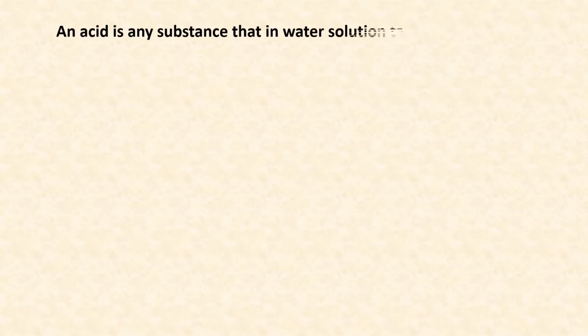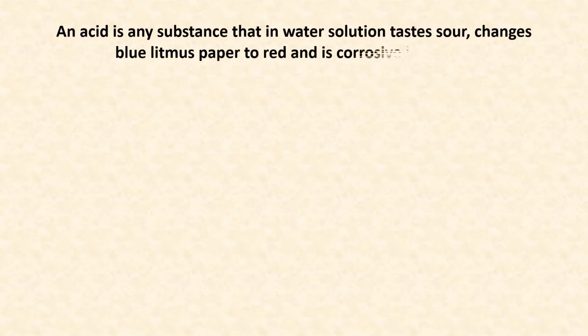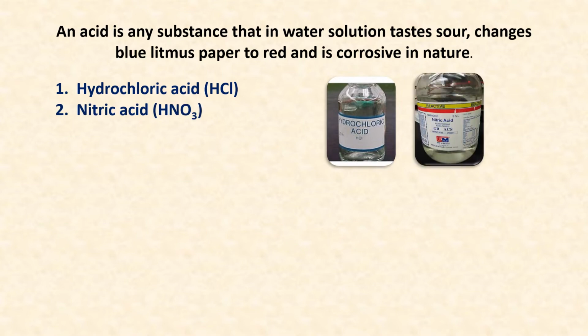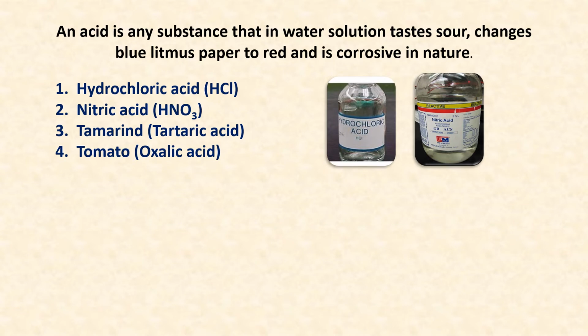An acid is any substance that in water tastes sour, changes blue litmus paper to red, and is corrosive or harmful in nature. In my previous video, you have all the uses, properties, and what is an acid. Please watch it and then you will understand this one better. Some common acids are hydrochloric acid or HCl, nitric acid HNO3, tartaric acid, or the milder acids, organic acid found in tamarind, and oxalic acid found in tomato.